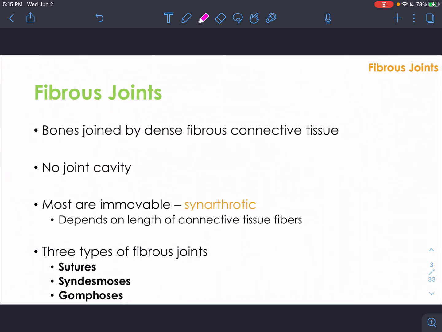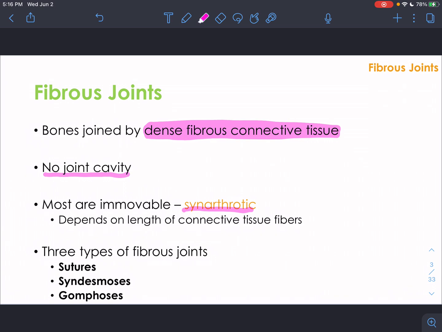Fibrous joints are joined together by dense fibrous connective tissue. The name tells you fibrous, you're going to have fibrous connective tissue. There is not going to be a joint cavity. And most of these types are immovable, so synarthrotic. It just depends on the length of the connective tissue fibers. If you have a longer fiber connecting the joint, you may have a little bit of movement, but most of them have really short fibers, which are holding the bones really tightly together. So there's not going to be much movement.